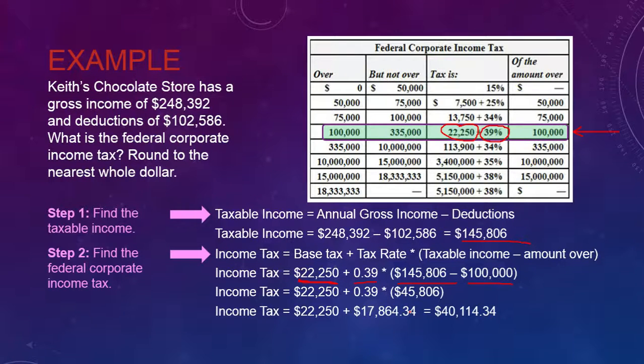Last step is to add that to the base tax, which is the $22,250. When we do that, we get $40,114.34. But keep in mind, the question says round to the nearest dollar. So we're going to round it to $40,114. So please keep in mind what the workbook or checkpoint or exam is asking of you.